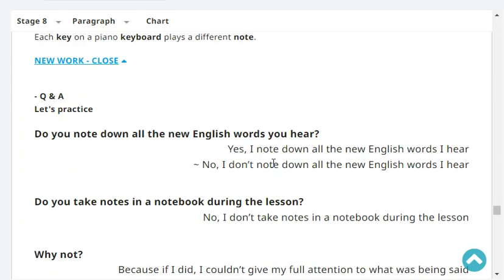Let's practice. Do you note down all the new English words you hear? Yes or no? No, I don't note down all the new English words I hear.